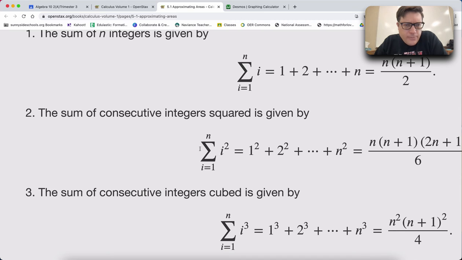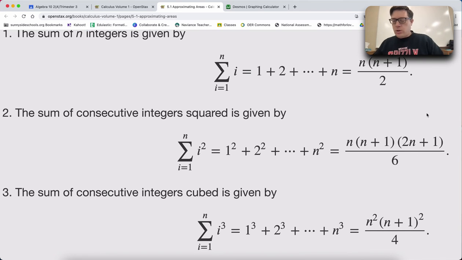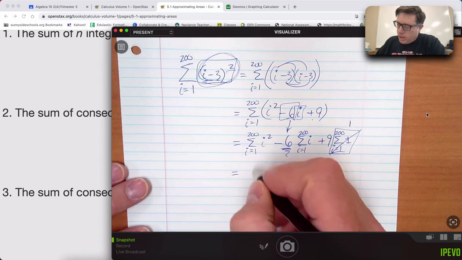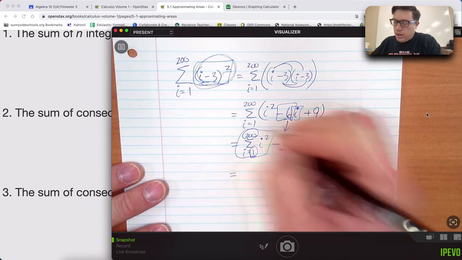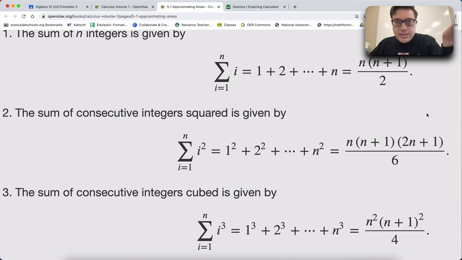If we're going to add up the sum of consecutive integers squared, it's 1 squared plus 2 squared plus etc. It's this expression. There is a good proof behind why these work, but that's not the purpose of this video. We're already at 4.5 minutes. So I'm going to take the i squared, this expression, which goes from 1 to 200, and I'm just going to apply what I see right here.